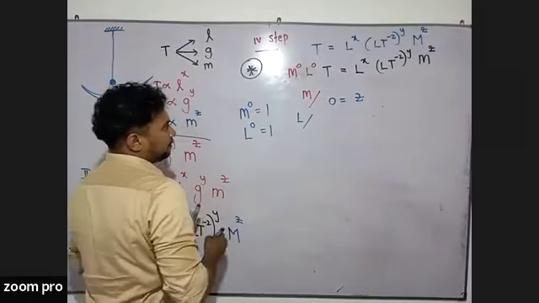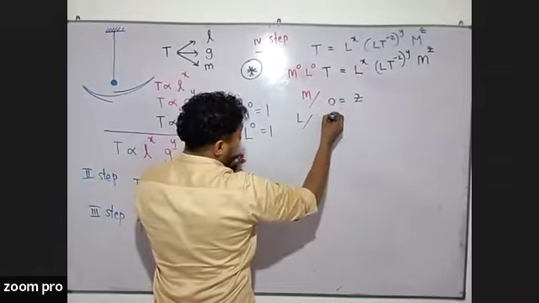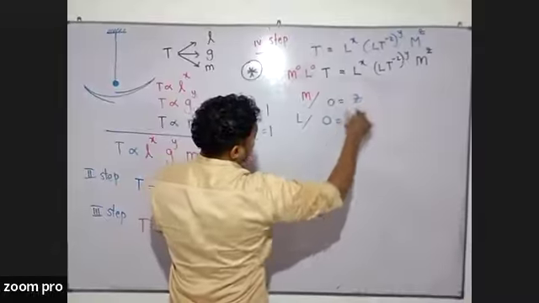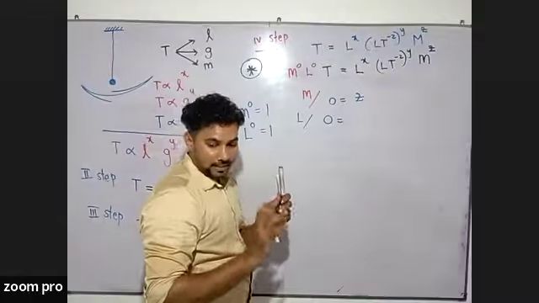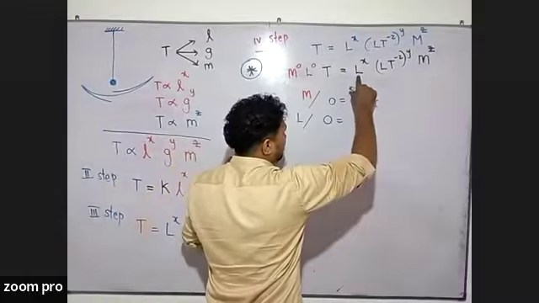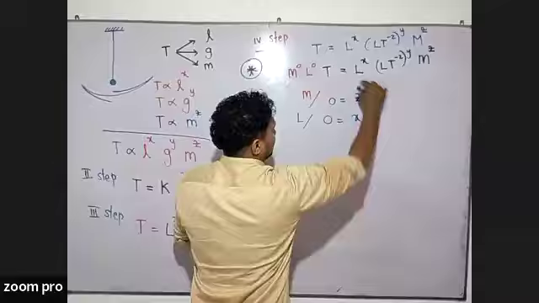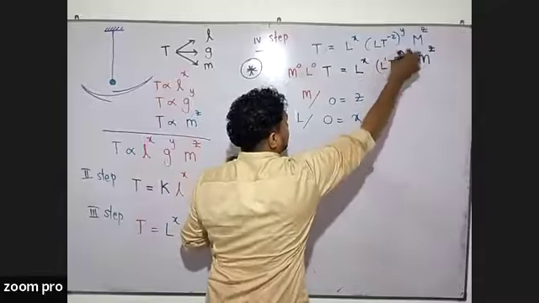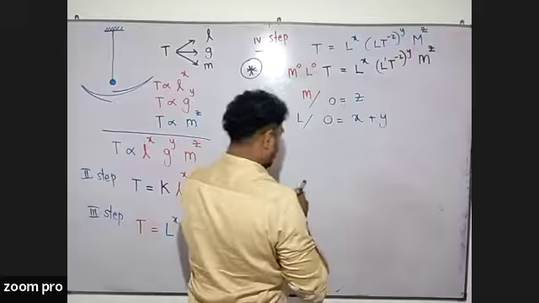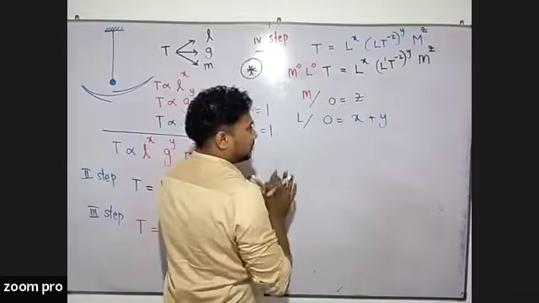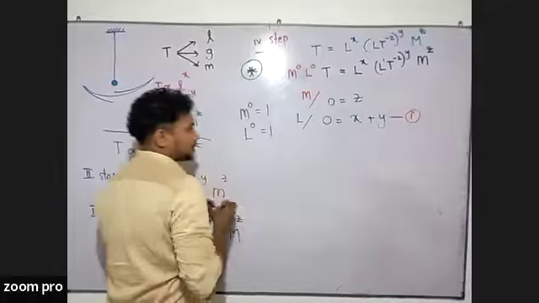Let's analyze L. On the left side, the power of L is 0. On the right side, we can find two places with L. The power of L in this position is equal to x. On the other side, it is 1, but it should be multiplied by y. That means plus y. You can obtain an answer by looking at this equation, so let's consider this one as the first equation.